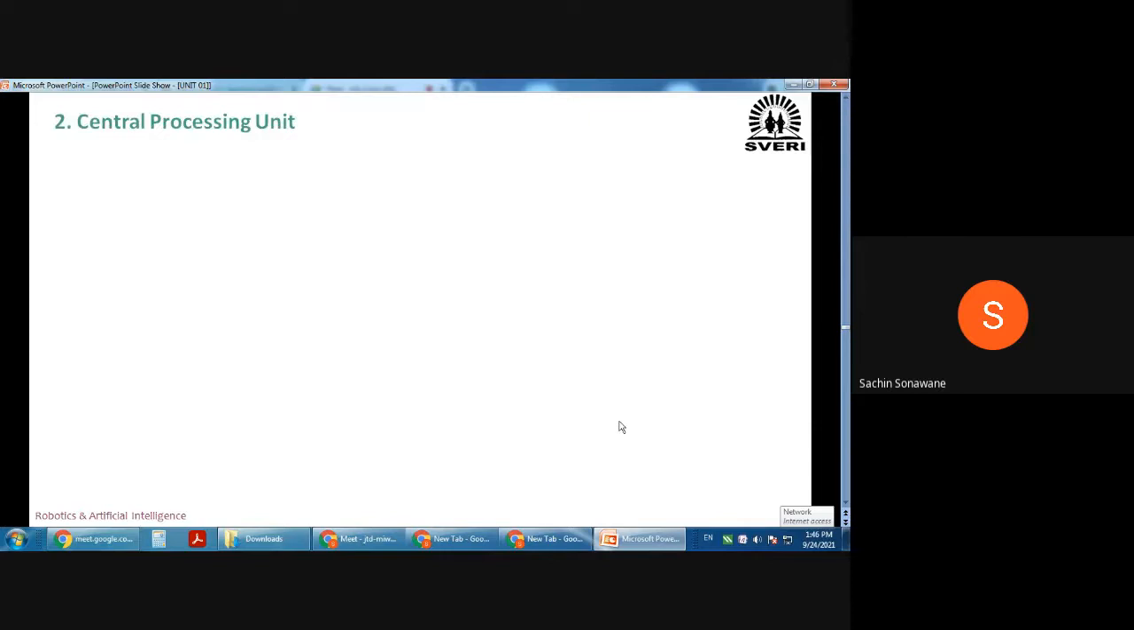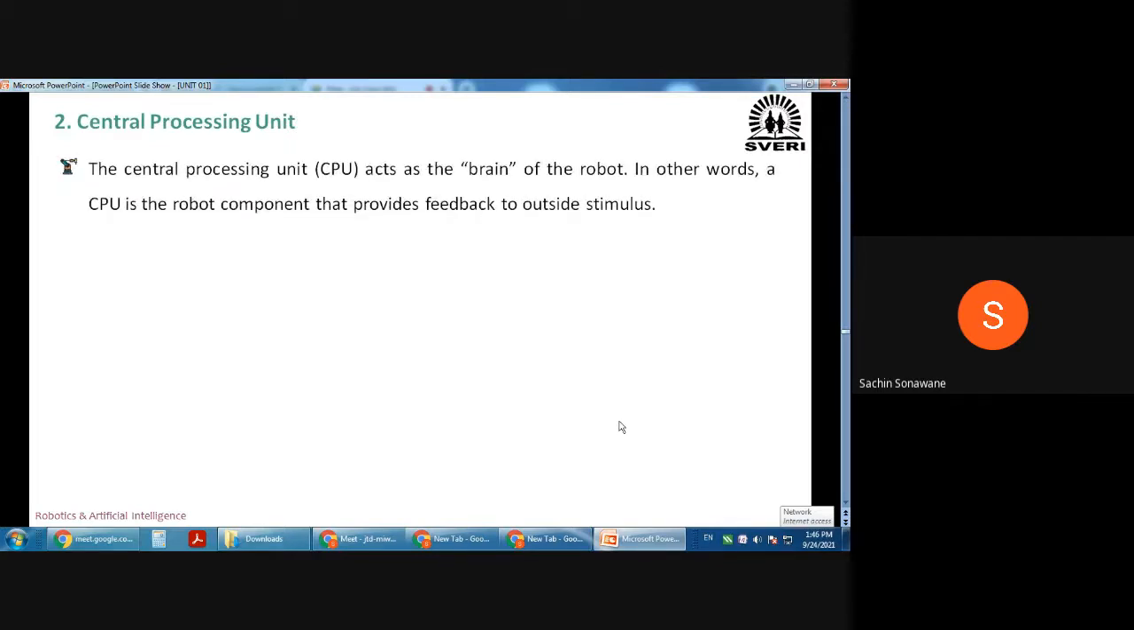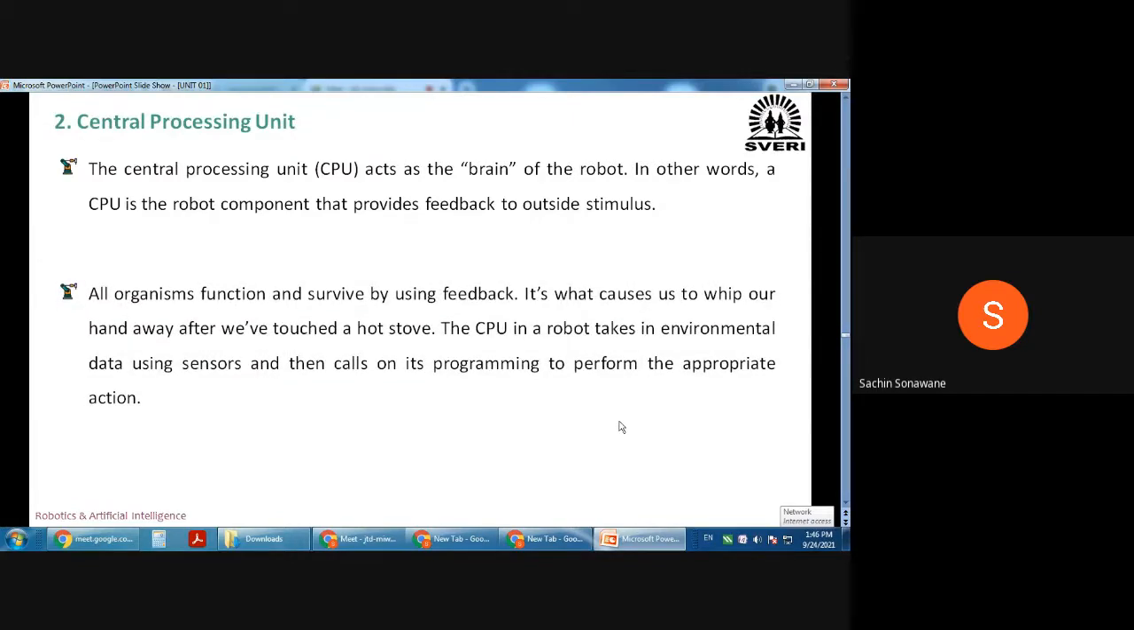Now next, central processing unit. Now central processing unit, you know that it is nothing but brain. The central processing unit acts as the brain of the robot. In other words, a CPU is the robot component that provides feedback to outside stimulus. All organisms function and survive by using feedback. It's what causes us to whip our hand away after we have touched a hot stove. The CPU in a robot takes in environmental data using sensors and then calls on its programming to perform the appropriate action.